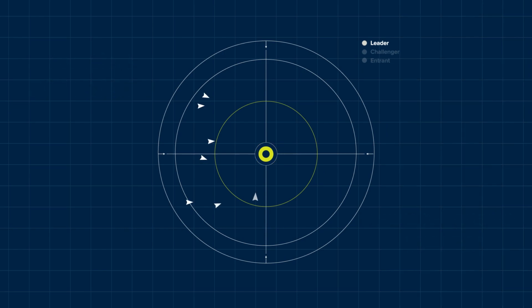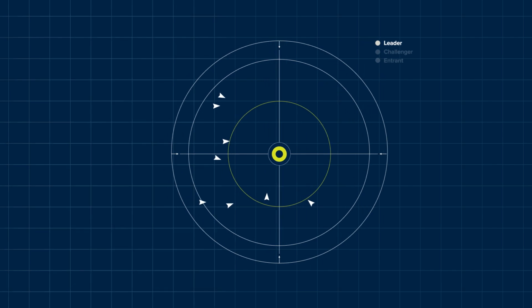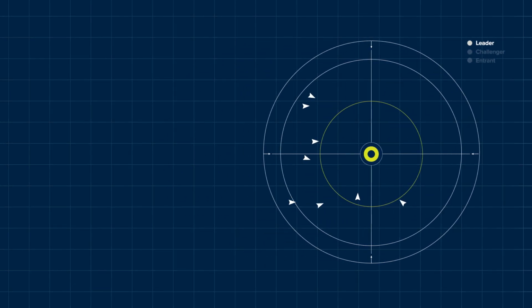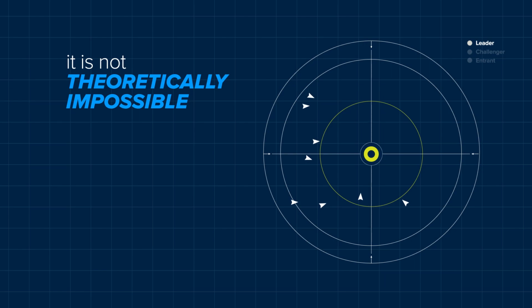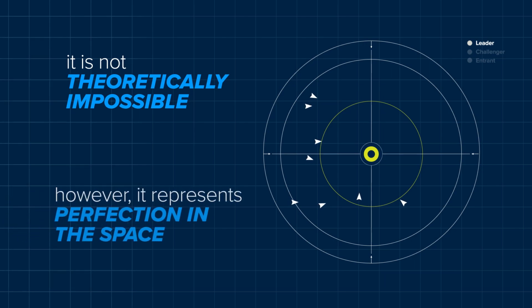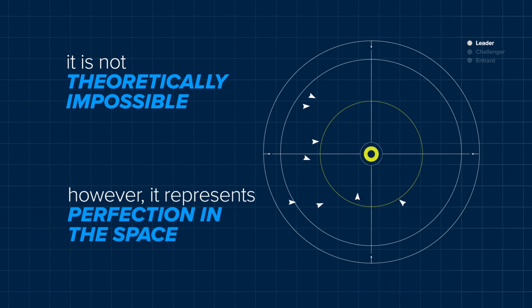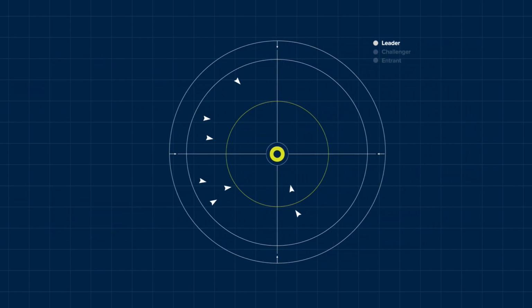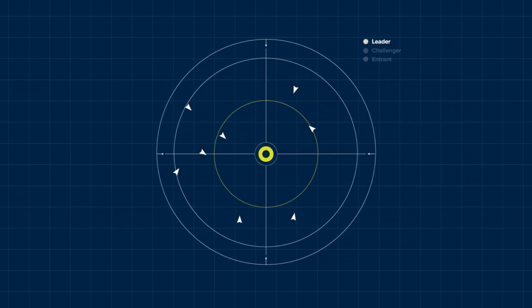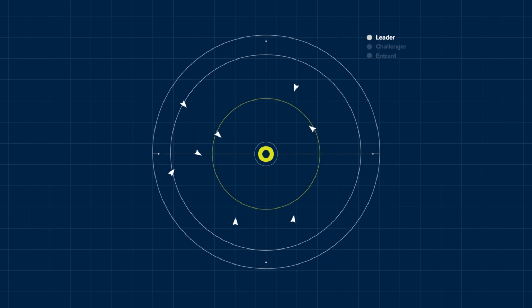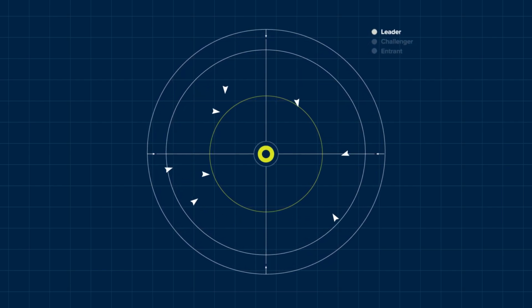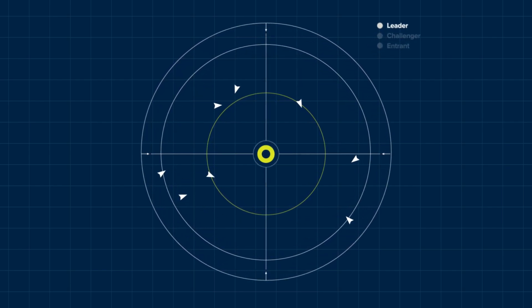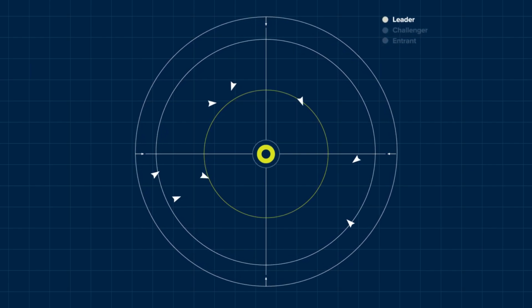When you view the plotted radar, you will notice there is no one in the bullseye. We tell vendors that while it is not theoretically impossible to achieve this position, it represents perfection in the space. And since customers and markets are continually evolving and asking more and more of vendors, the bullseye is kind of a moving target, and constant evolution and change will make this position hard to reach.